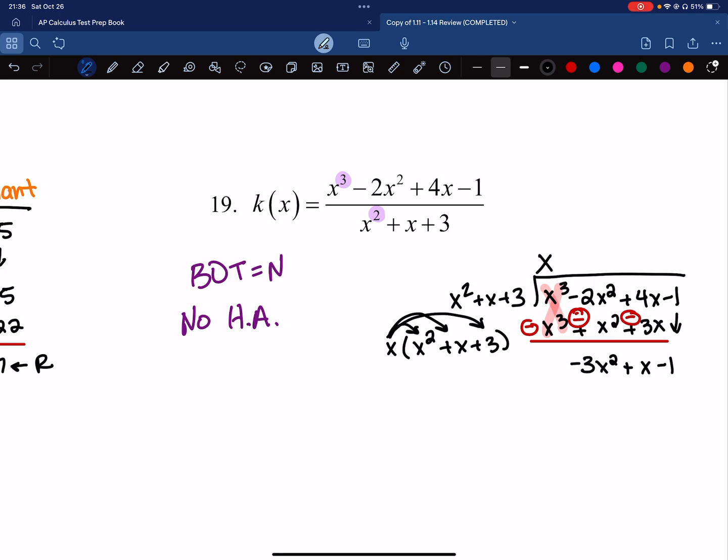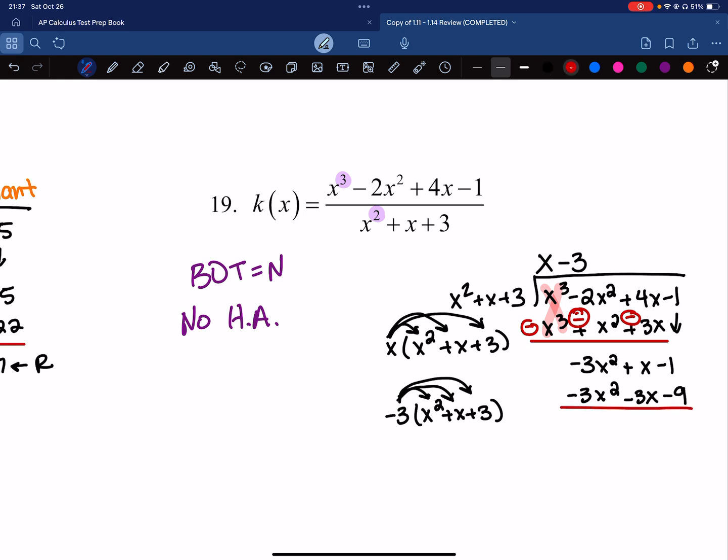So what do we need to multiply x squared by to get a negative 3x squared? That would be a negative 3. So we have negative 3 times x squared plus x plus 3. Negative 3 times x squared is a negative 3x squared. Negative 3 times an x is a negative 3x. Negative 3 times 3 is a negative 9.